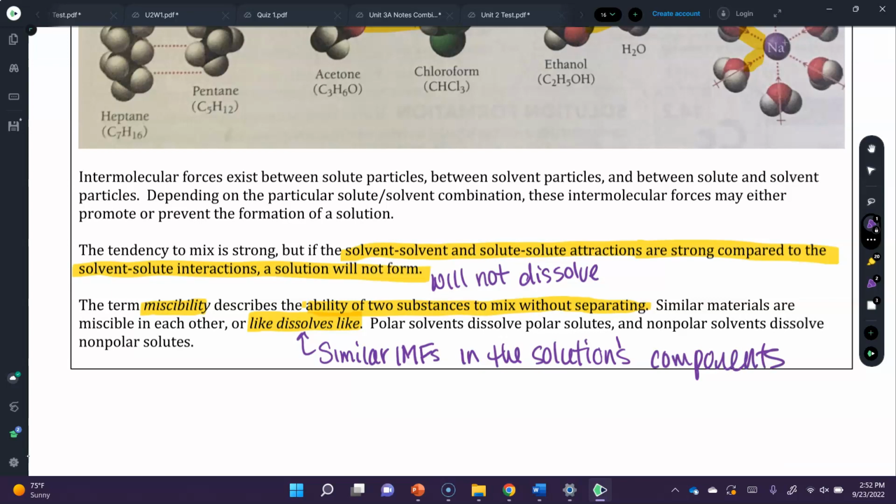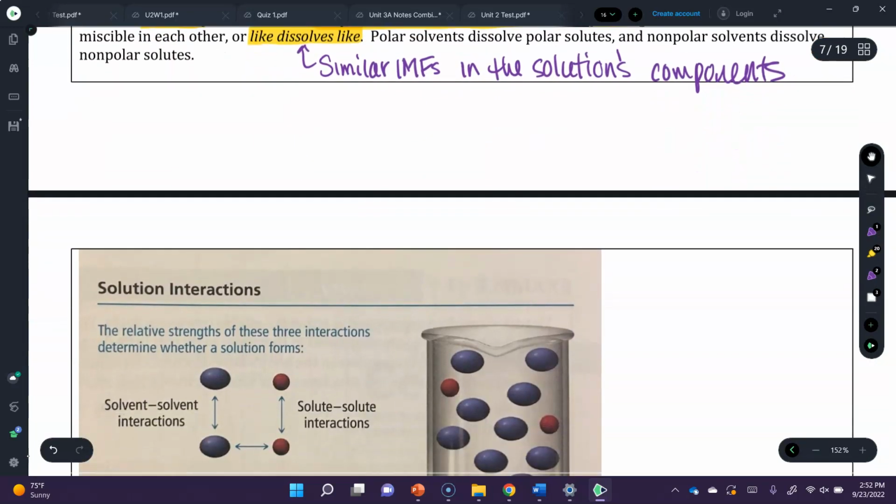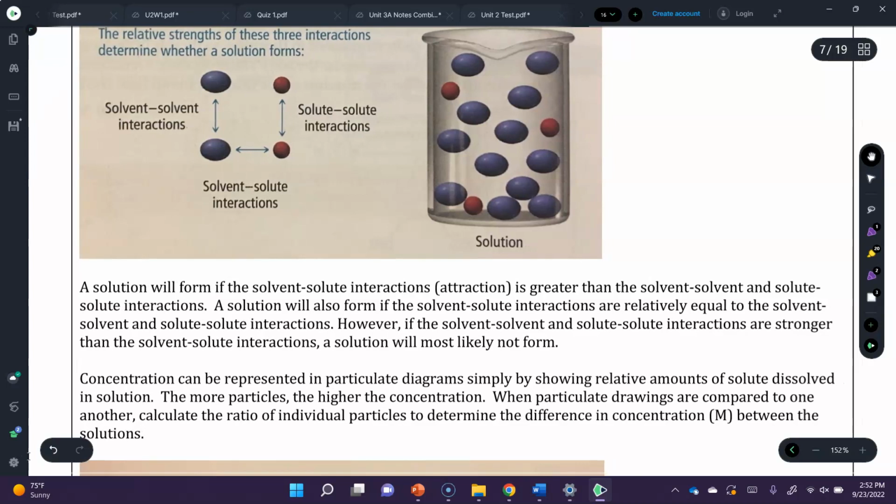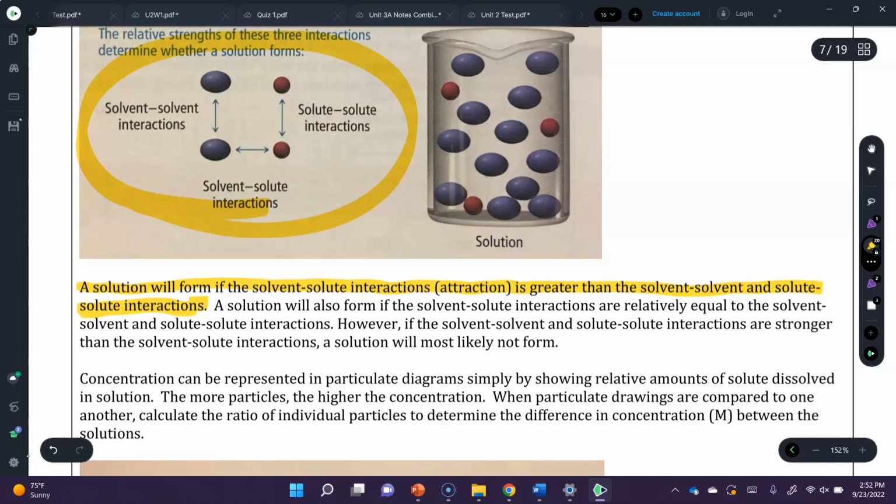Okay. Polar solvents dissolve polar solutes, and nonpolar solvents dissolve nonpolar solutes. So a solution forms if the solvent-solute interactions or attraction is greater than the others present. So solute to solute and solvent to solvent. Okay, and that's summarized in this little diagram above. So when this interaction is greatest, you will see something dissolve.